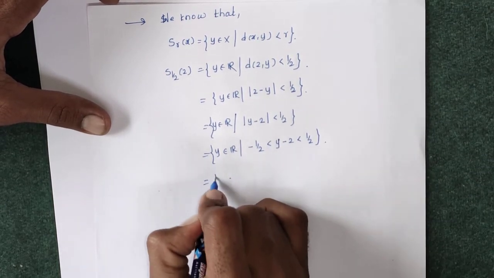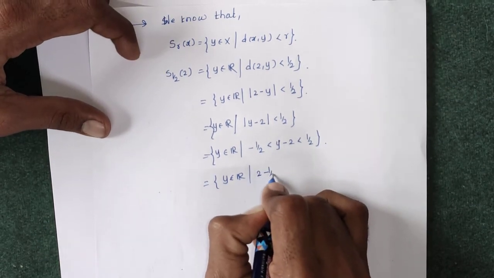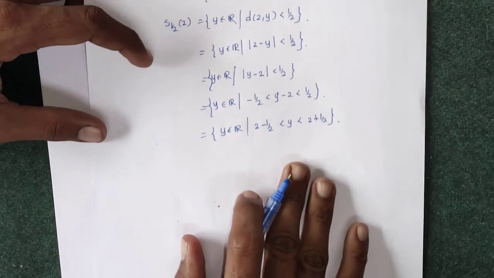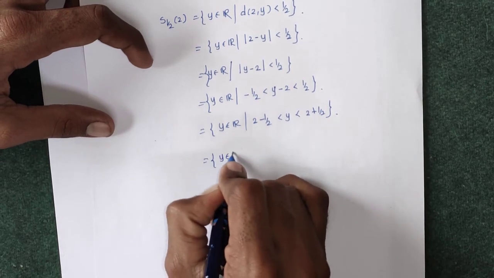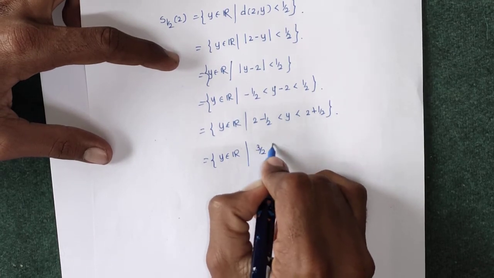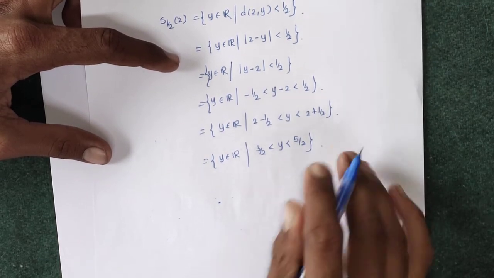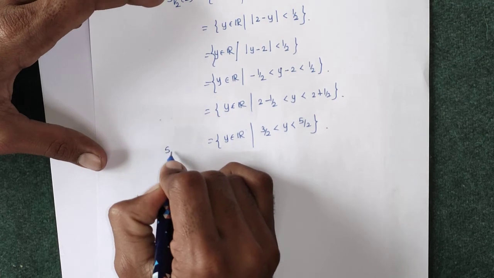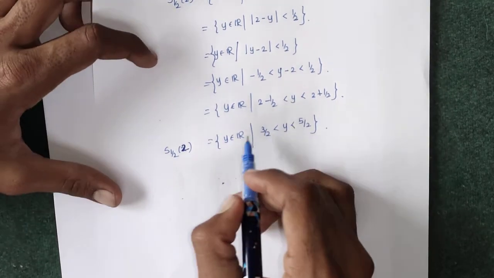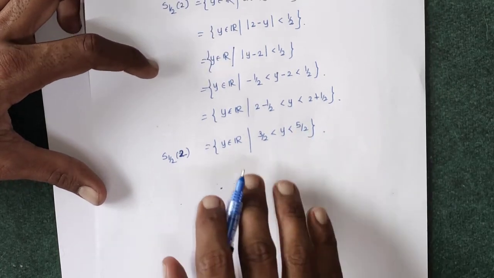Adding 2 throughout, we get 2 minus 1 by 2 is less than y is less than 2 plus 1 by 2. So y belongs to R such that 2 minus 1 by 2, which is 1.5 or 3 by 2, is less than y is less than 2 plus 1 by 2, which is 2.5 or 5 by 2. This is the open sphere of radius 1 by 2 with center 2. So we have to sketch this.